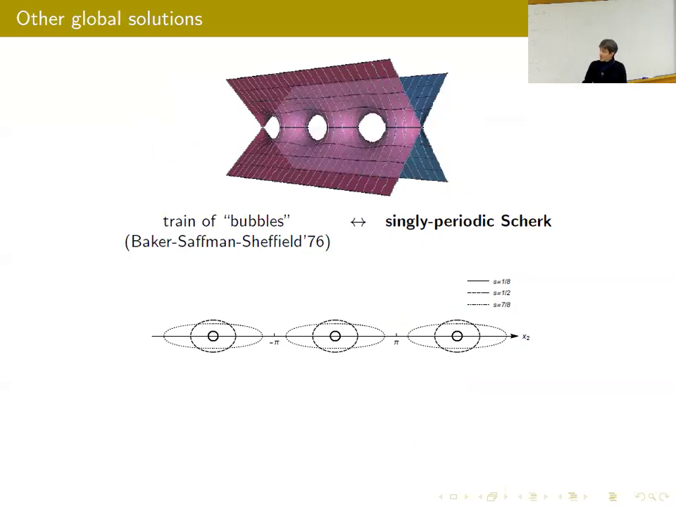At the same time, he also rediscovered a solution that was previously known in the fluid dynamics literature. It's a train of hollow vortices, as they're called, and they're the counterpart to the singly periodic Scherk surface, which is a minimal bigraph. In fact, there's a one-parameter family of these periodic solutions, where the parameter essentially tells how big this hollow vortex is, the bubble of zero phase.